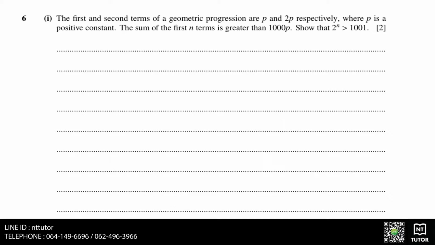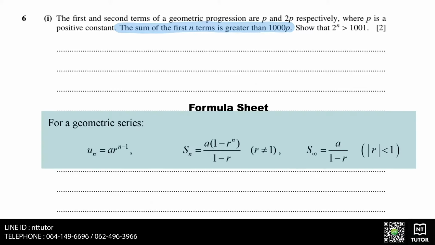This means that we need to write an expression in terms of n and then simplify it so that it becomes 2 to the power of n is greater than 1001. And if we look at the main piece of information, the sum of the first n terms is greater than 1000p. From the formula sheet, for a geometric series, we have a formula for the sum of the first n terms.